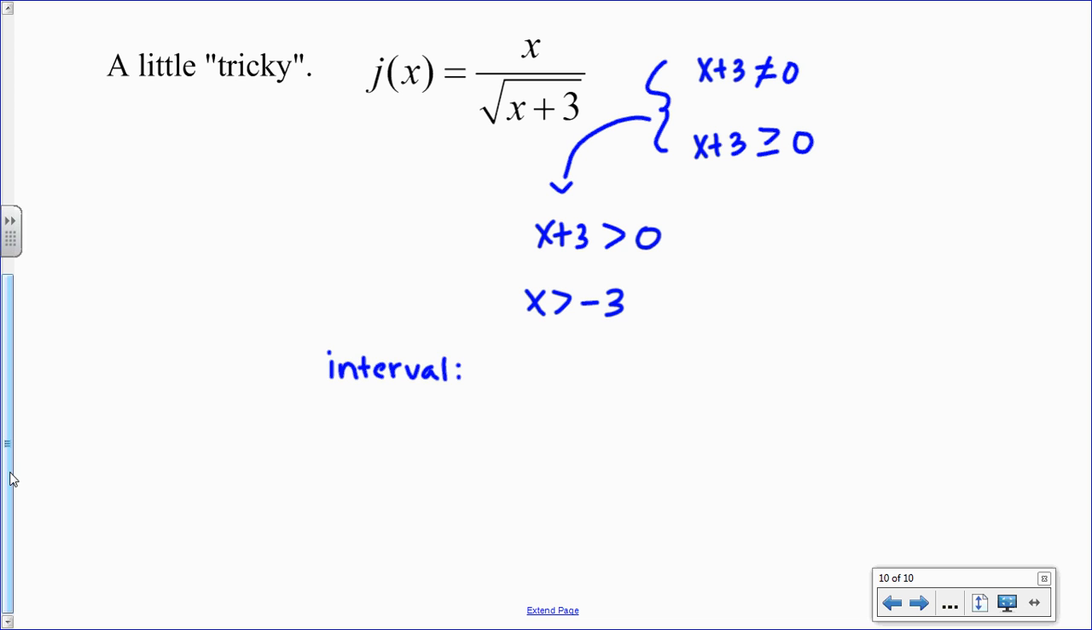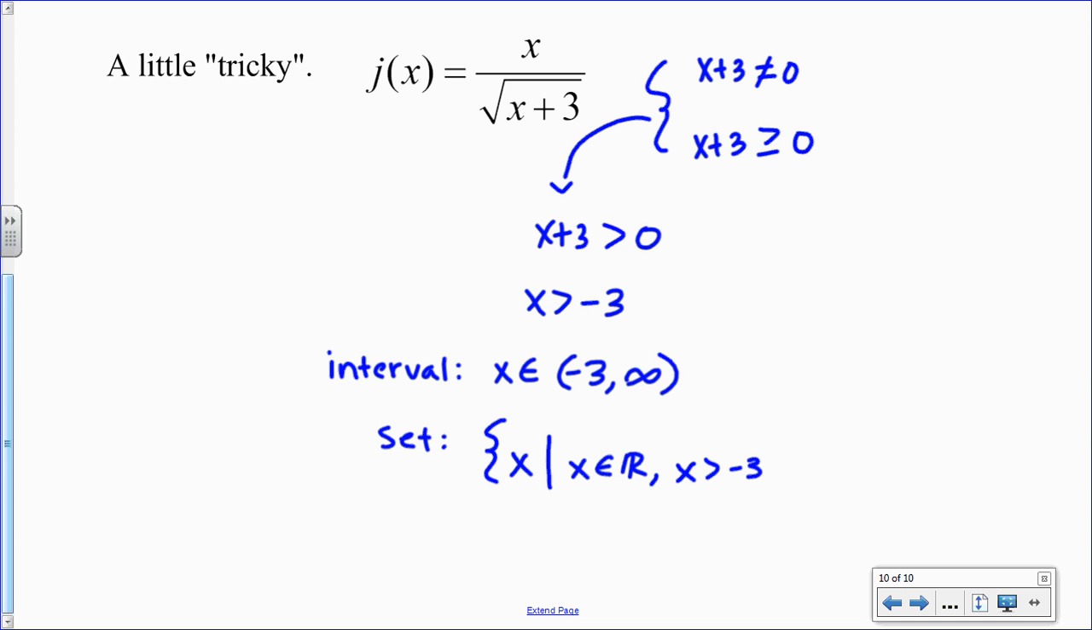So for my interval notation, I have parentheses -3, and it's greater than, so positive infinity. And in my set notation, I have x such that x is an element of the reals, except x must be greater than -3. So any real number that's greater than -3. And we'll stop there. We will continue 2-4 tomorrow.